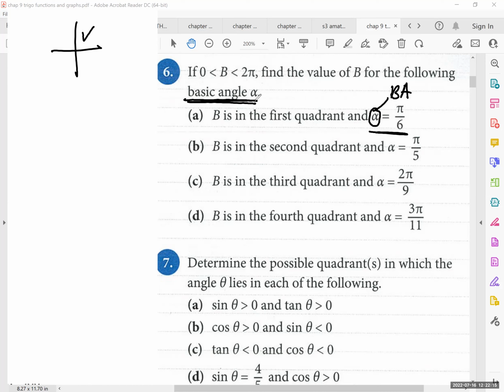Because it's the first quadrant, I know that it is just pi over 6. So the answer for the first part is pi over 6, because it's the first quadrant formula. First quadrant is just the basic angle. Next up, part B, Clara's turn.